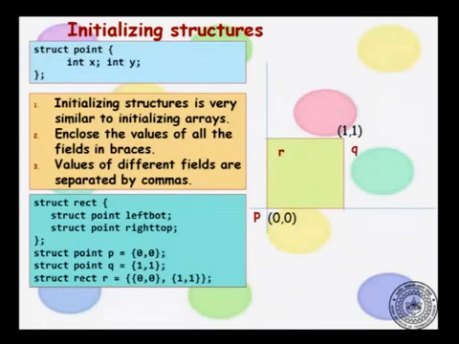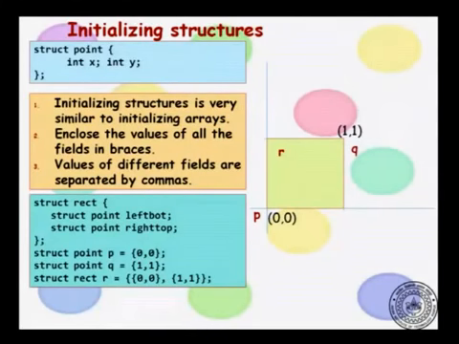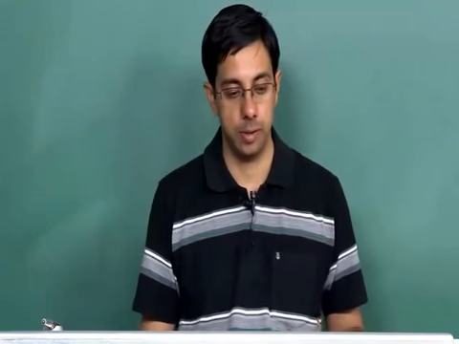Okay. And now we will also see how to initialize structures. We know that for basic data types like int and char, when you declare a variable, you can also initialize it. Can you initialize a user defined structure in this way? The way you do it is similar to initializing arrays. Enclose all the values of the fields in braces, and the values are given in the same order that they are defined in the structure.